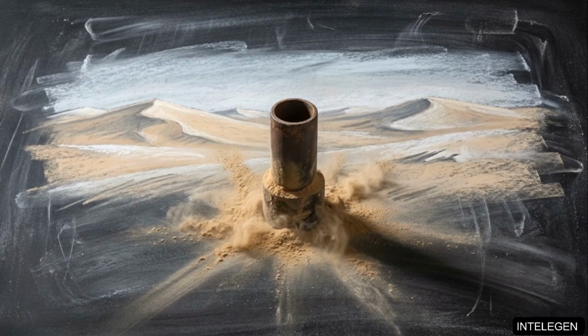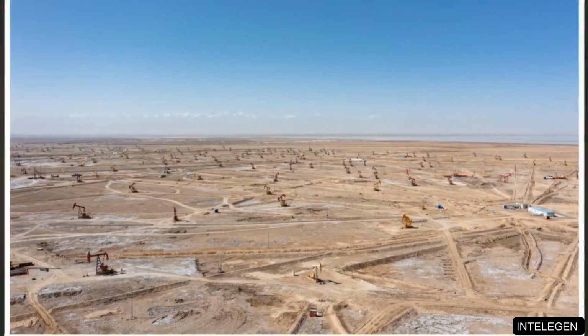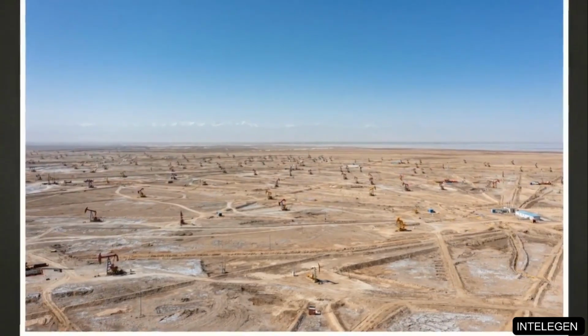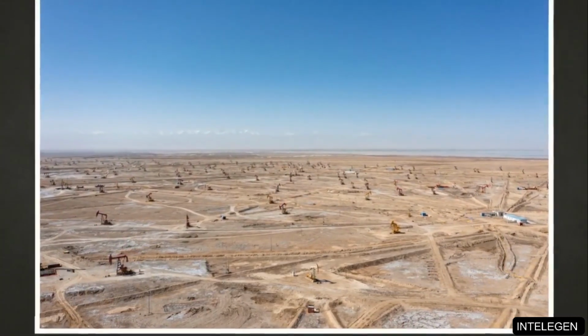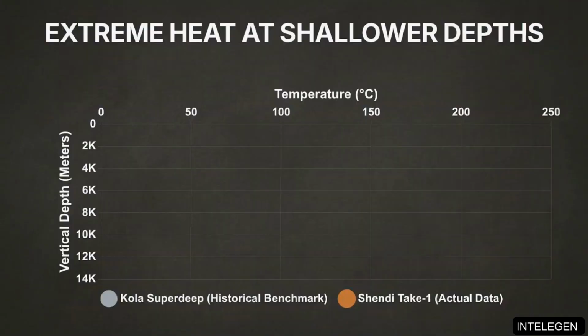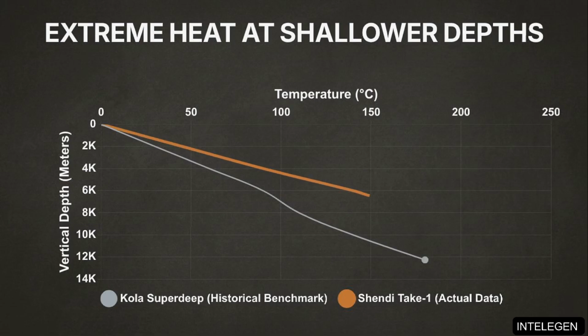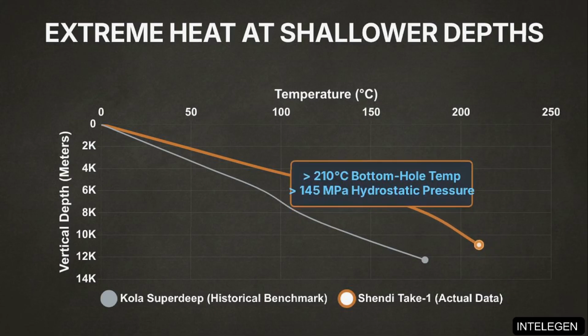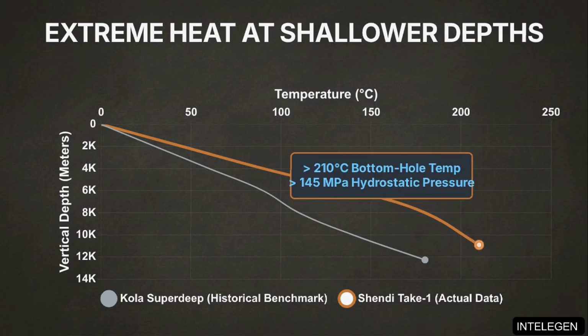Ultra-deep terrestrial drilling languished for nearly 30 years. That changed in 2023 with China's Shendi Take-1 well, a multi-billion-dollar project located in the Tarim Basin of the Xinjiang region. Utilizing a 12,000-meter automated drilling rig, this project pushed the tracking metrics into new extremes. Shendi Take-1 reached an ultimate vertical depth of 10,910 meters, encountering bottom hole temperatures exceeding 210 degrees Celsius and hydrostatic pressures surpassing 145 megapascals.